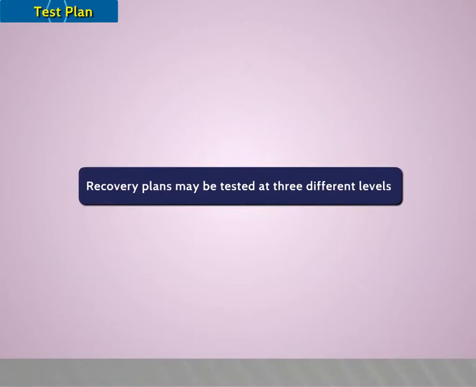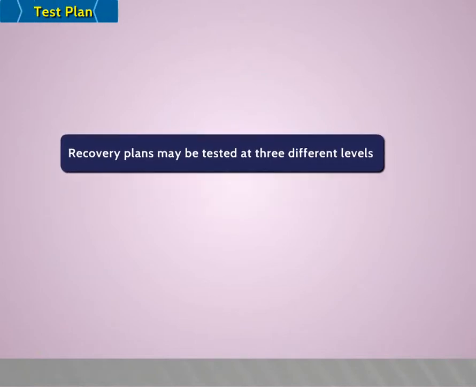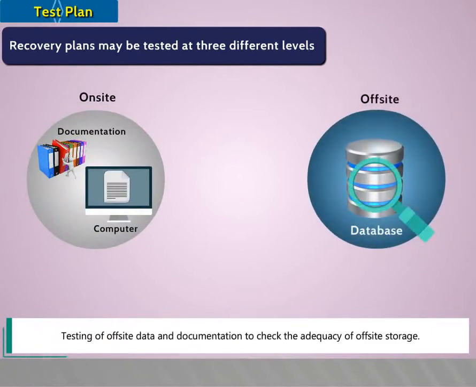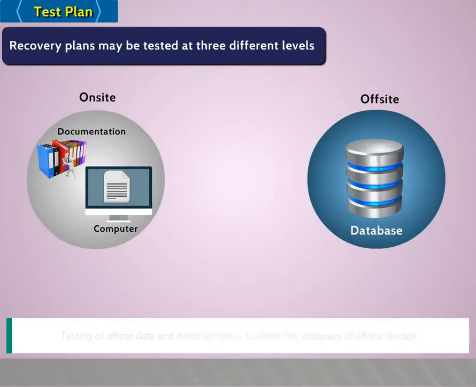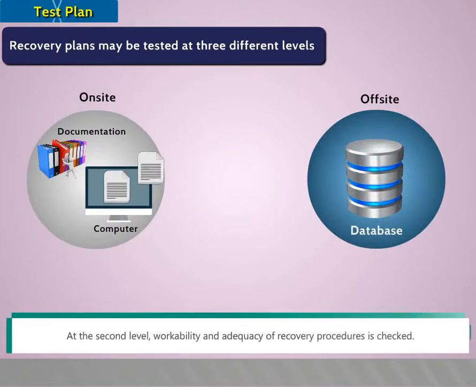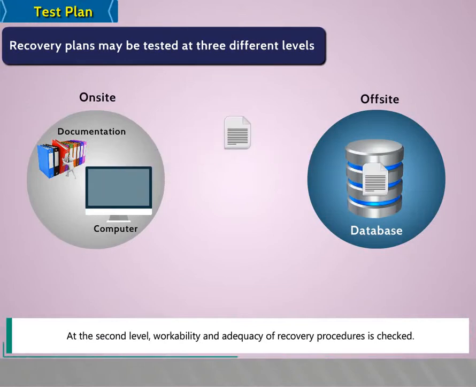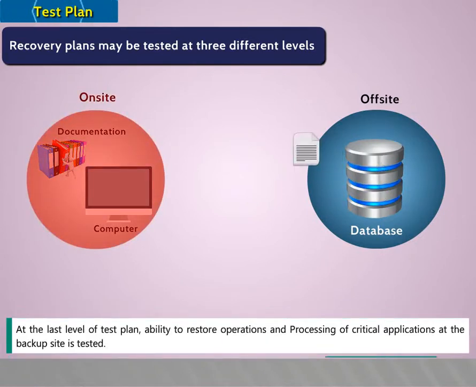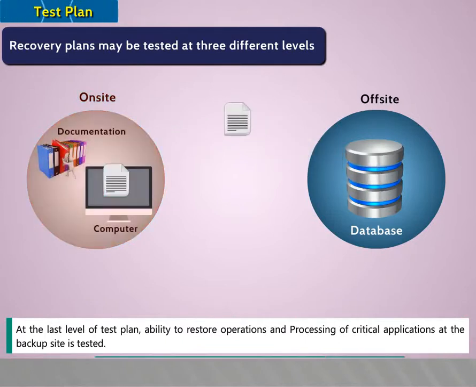Recovery plans may be tested at 3 different levels. Testing of offsite data and documentation to check the adequacy of offsite storage. At the second level, workability and adequacy of recovery procedures is checked. At the last level of test plan, ability to restore operations and processing of critical applications at the backup site is tested.